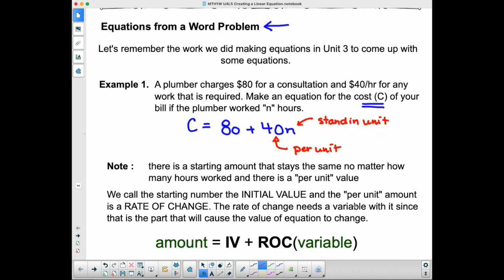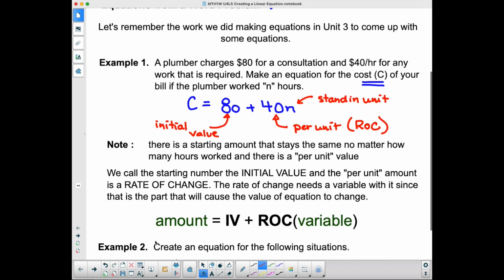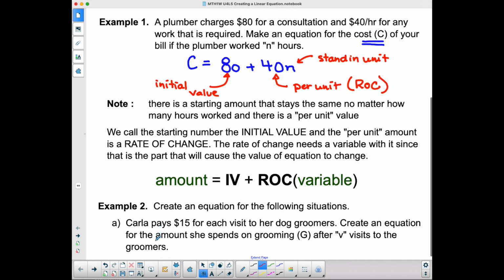We call the starting number the initial value. So this is our initial value. That's the starting value. It doesn't change. We have to pay that consultation fee no matter what. So this is the initial value. And then the per unit cost is the rate of change. And we've been talking about rate of change for a few days now. So the per unit amount is the rate of change. The rate of change needs a variable with it since that is the part that will cause the value of the equation to change. That's what variable means, it's going to change.